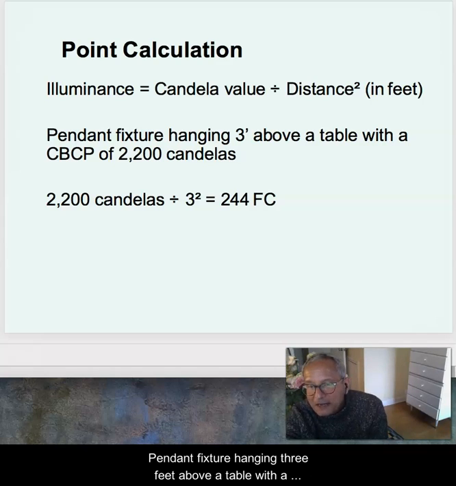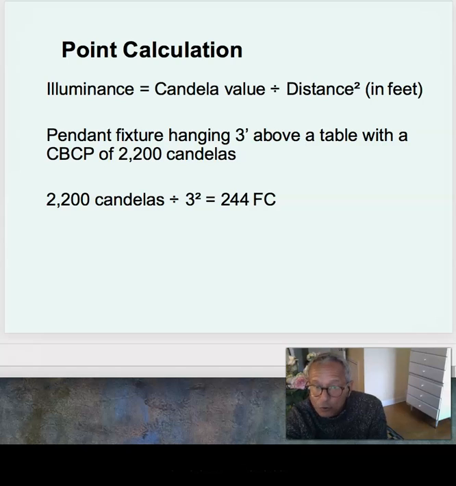A pendant fixture hanging 3 feet above a table with a center beam candle power of 2200 candelas is 2200 candelas divided by 3 squared equals 244 foot candles. Bright, quite bright, because light decreases with distance. This is a bright pendant very close to the surface of the table.